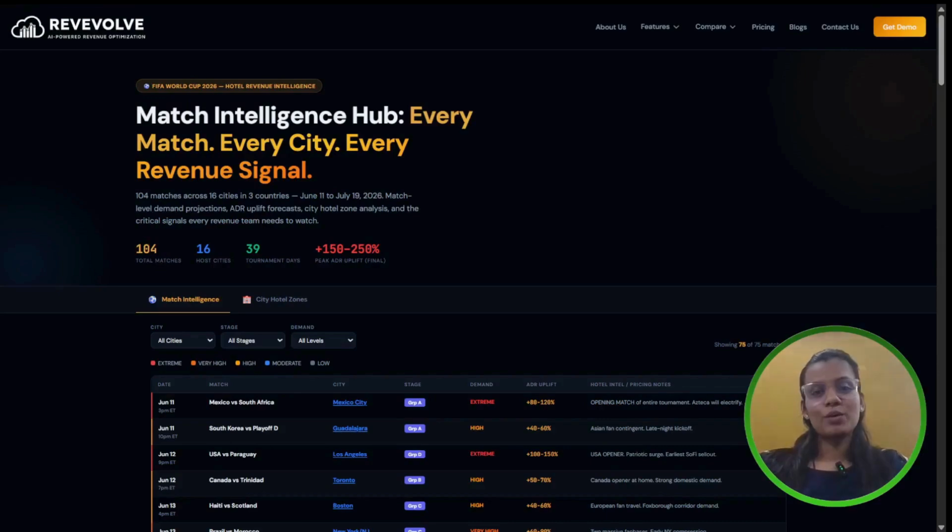So here the numbers tell the story. Let's start with what we know. The FIFA World Cup 2026 is the biggest World Cup ever staged. Here's why that matters for your property: 104 matches across 16 host cities spread across 3 countries, USA, Canada and Mexico, with 39 tournament days from June 11th through the 19th of July 2026. Expected attendees are over 5 million spectators globally. Peak ADR uplift is forecasted at 150 to 250% during the knockout stages and the final matches.